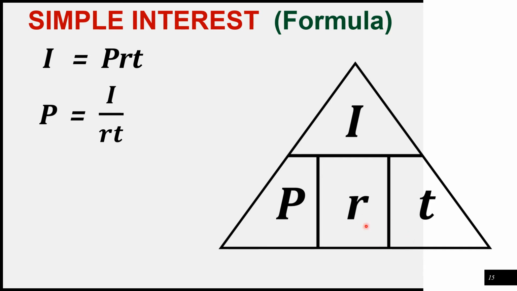Now, if we are given the interest, the principal, and the term, and we are asked to find the value of the rate, all we have to do is just to divide the interest by the product of the principal and the term. Then we have the formula R equals I divided by P times T. And finally, if we are asked to determine the term for a loan or an investment, all we have to do is just to divide the value of I by the product of P and R. Then, we have the formula T equals I divided by the product of P and R.